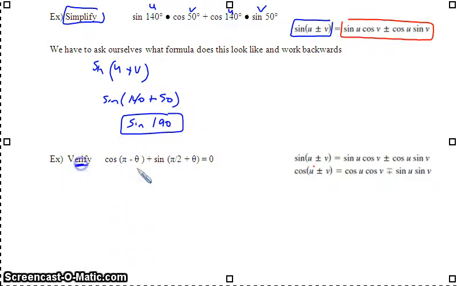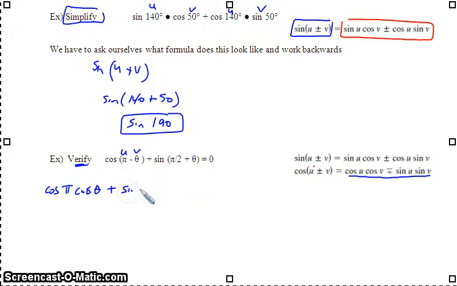Here's another verify problem where I want to show that the left side, so this cosine of the difference of these two angles plus the sine of the sum of these two angles, equals 0. So I'm going to have to use the sine and the cosine formulas over here for the sum and difference. So as I look at the cosine one, my u value will be pi and my v value will be theta. So if I plug it into this, it's going to be the cosine of u, which is pi, cosine of theta. Then it's a minus there, so minus is the bottom sign, so I use a plus.